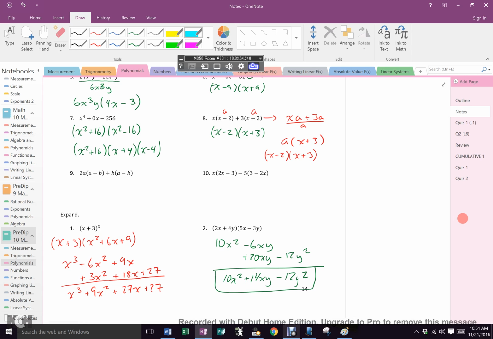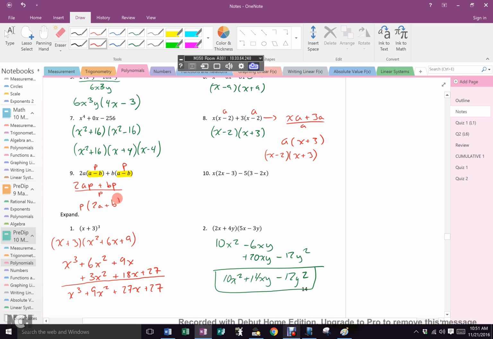Okay. Number 9 is exactly like number 8 because that and that are the same, right? A minus B. So I'm going to choose a different letter completely. I'm going to make that P, and I'm going to make that P, because they're the same, right? So what I really have is 2AP plus BP, right? What's common to them both? P. So I divide P out, and what's left?